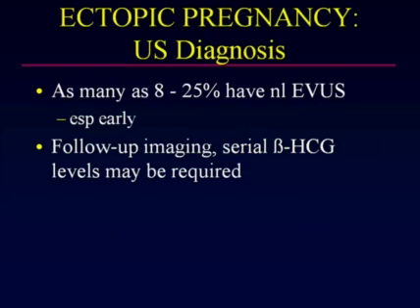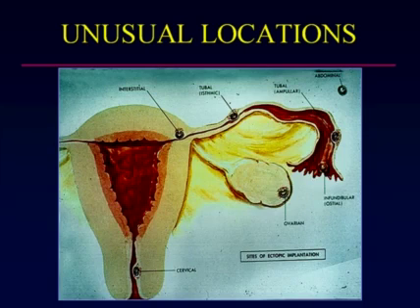So again, the Doppler, either pulse Doppler or color flow characteristics, are not helpful in differentiating those two structures. So to reiterate, as many as 8 to 25% of patients with ectopic pregnancies will have a normal endovaginal ultrasound initially, particularly if you evaluate them early in gestational age. These are those so-called pregnancies of unknown location that we've talked about earlier. So it's important to remember that follow-up imaging and serial beta-HCG levels may be required in order to make the diagnosis.